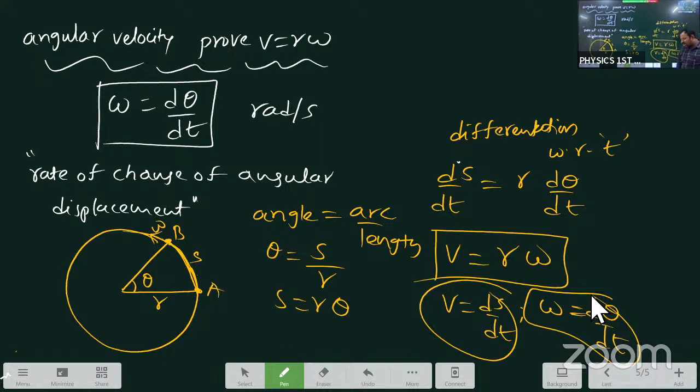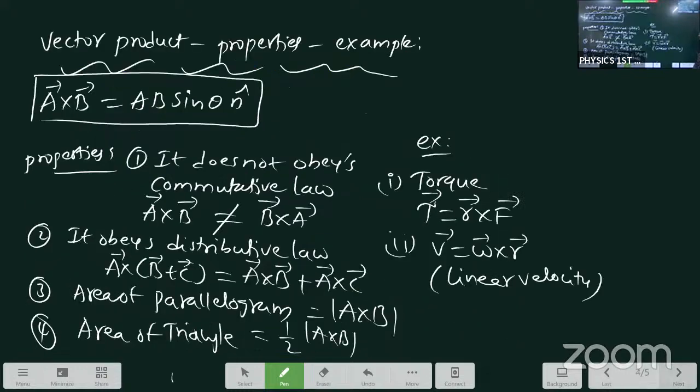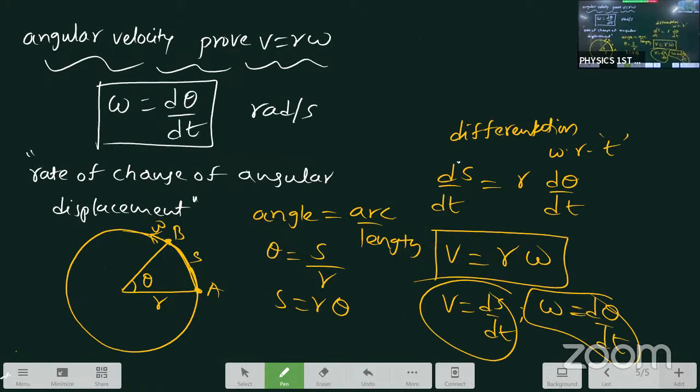This is question number 3 from system of particles. The first is center of mass and gravity, 4 differences, and vector product properties. The second question: what is angular velocity, and prove v equals r omega. This is question number 3, students. Now the last question present from this lesson is the torque problem.